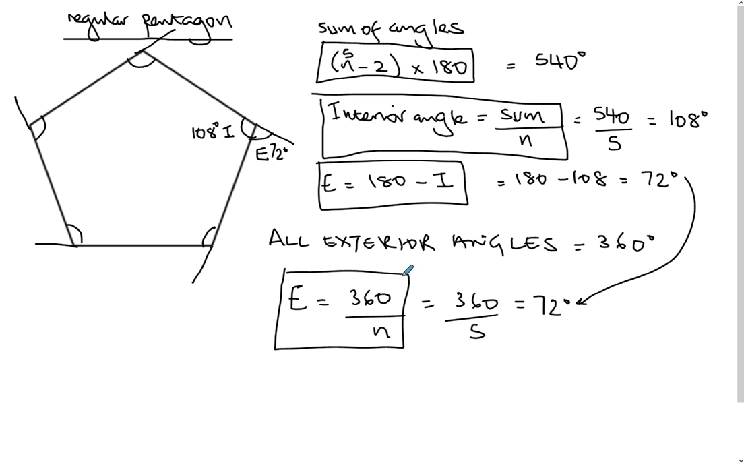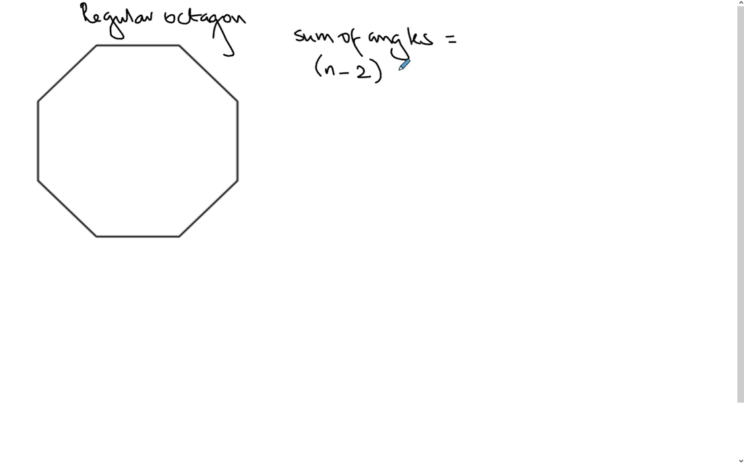All right, let's try another one. So here we have a regular octagon. So let's go through it again. The sum of angles equals n minus 2 times 180. So you've got 8 minus 2, so 6 times 180. 3 times 180 was 540, so double that would be 1080.